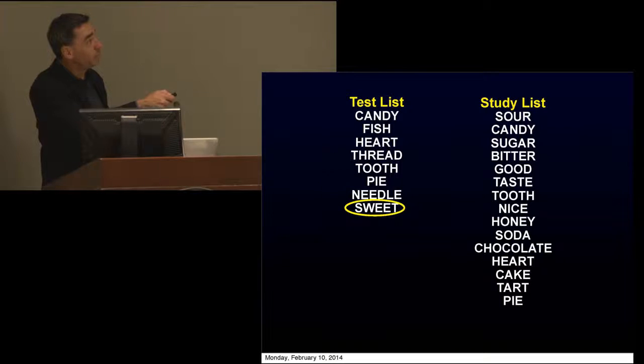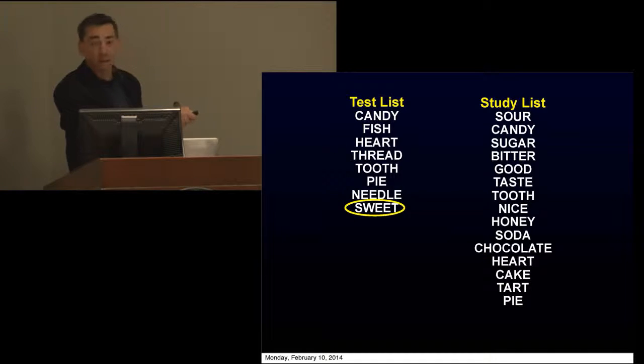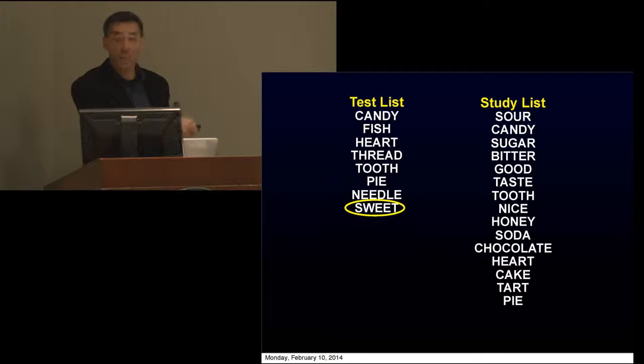Everybody said yes, a good recognition of candy, heart, tooth, pie, and a lot of people said sweet. Of course, the trick is that sweet isn't on the list, but it's semantically similar to the events that you would encounter. You can warn people about this. You can tell folks there are going to be items that are similar. There will be a high probability of false alarm to these similar events. This is the person who looks a lot like the suspect, who's in the lineup, who you're tempted to say was, in fact, the individual.